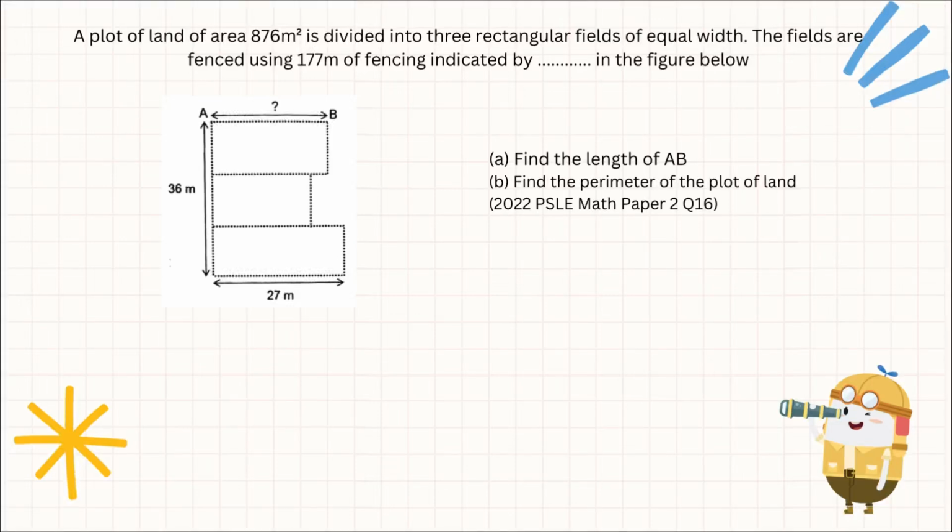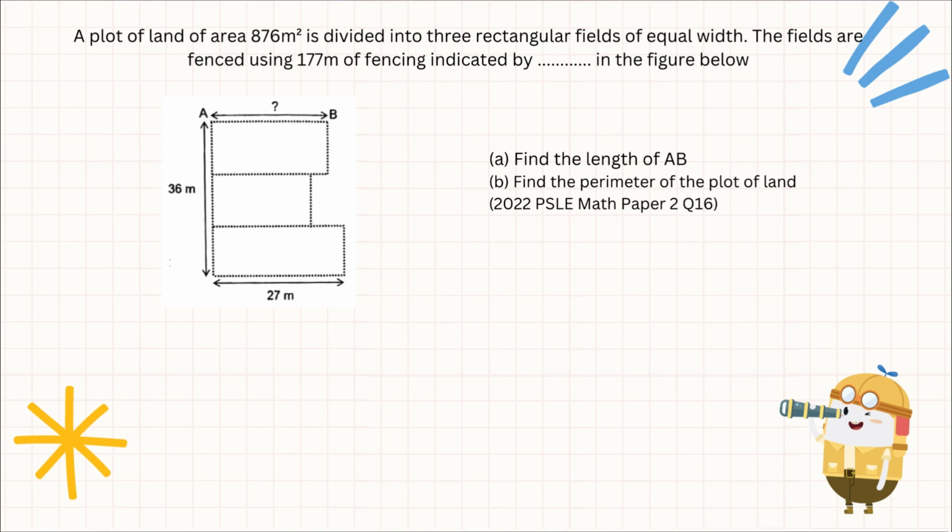Okay, today we are going to be covering our second question on our overlapping perimeters. Again, as I mentioned in the previous video, one of the key concepts for PSLE. A plot of land of area 876 meters is divided into 3 rectangular fields of equal width. The fields are fenced using 177 meters of fencing indicated by the dotted lines.